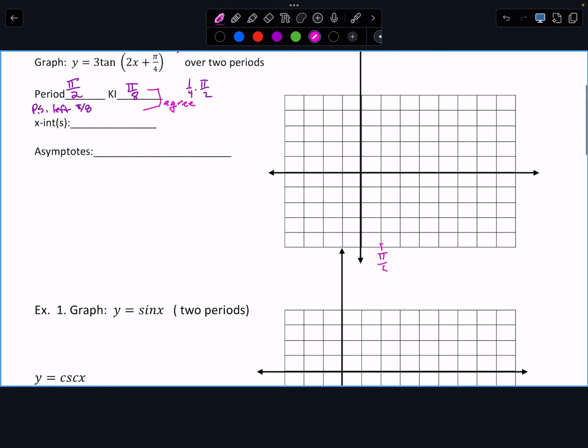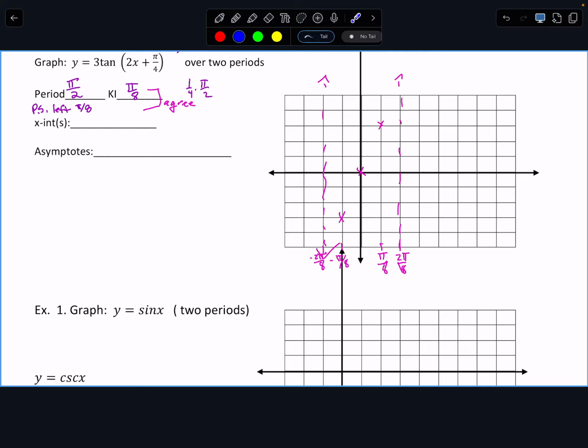So pi/8, 2 pi/8. For tangent, I go 2 key increments to the right. This is before phase shift. And I have an asymptote. And I go 2 key increments to the left. Again, before phase shift. And there's an asymptote. And at 0, tangent is 0. And then since there's a vertical stretch of 3, we would be at 3 here, 0 here, and at 3 here before phase shift.